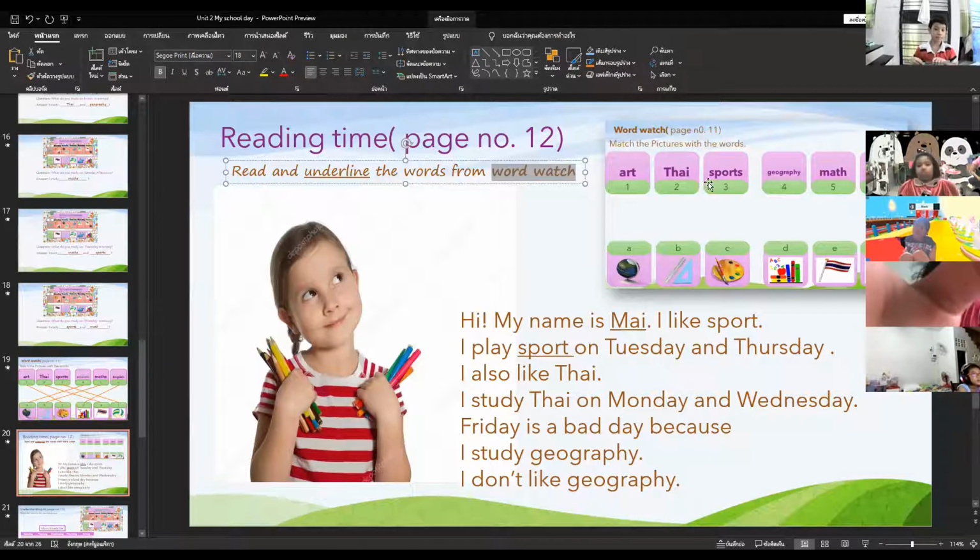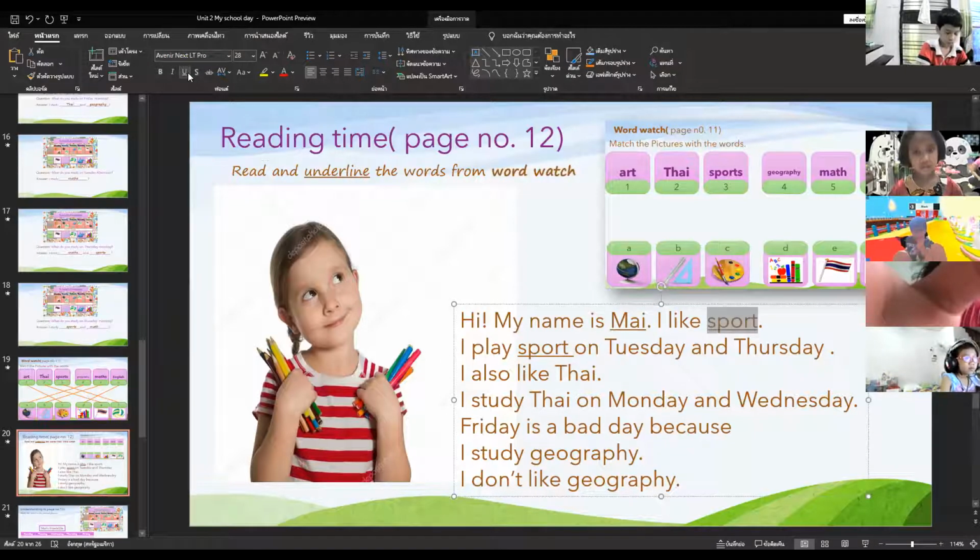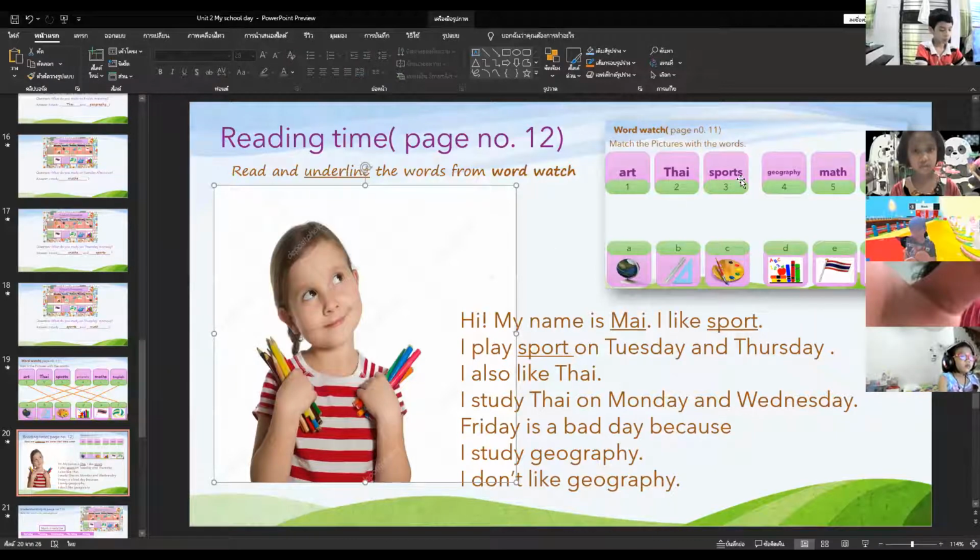Okay, what are the words that we have in word watch? We have the word sports, and then what? Do you know? Okay, what else? Oh, it's 2:38 in the afternoon. Last 2 minutes. Okay, we have my name is Mai. I like sports. Oh, we have the word sports here. Underline the word sports. Okay, what else?